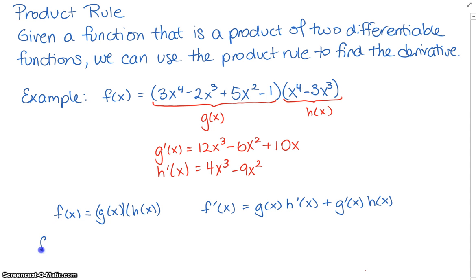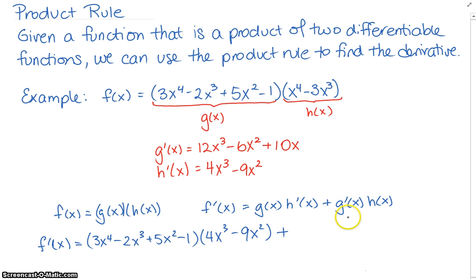So the derivative of f of x is then going to be g of x, which is part of the original function, times the derivative of h of x, which we came up with: 4x cubed minus 9x squared. Then we add the derivative of g of x, so then we get here 12x cubed minus 6x squared plus 10x, and that's multiplied by h of x, which doesn't change from the original as well.